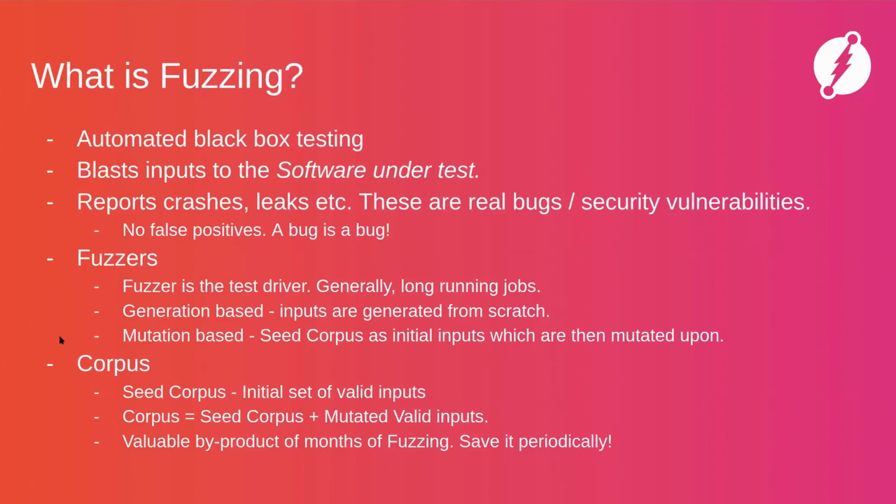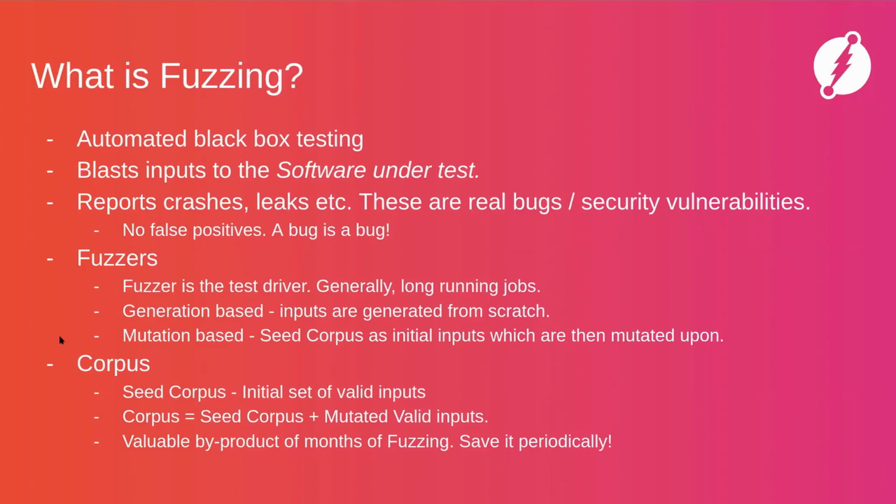And there are two main types of fuzzers: generation based and mutation based. Mutation based are more common. Generation based are the ones where the inputs that are sent to the software are generated from scratch, whereas in the mutation based, there is a seed corpus. I will define seed corpus next, but basically think of it as a set of initial inputs that are manually fed, and then the fuzzer takes over and starts mutating upon those.